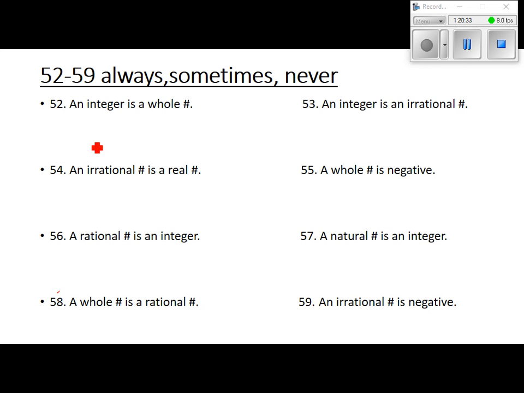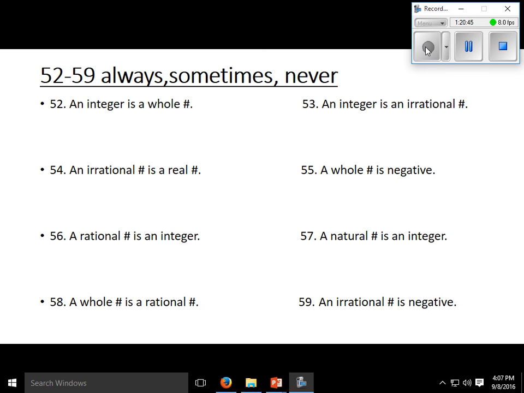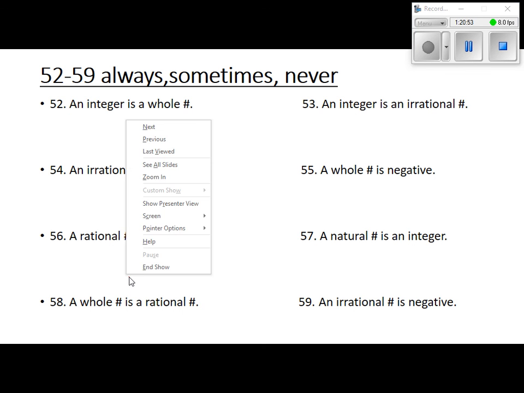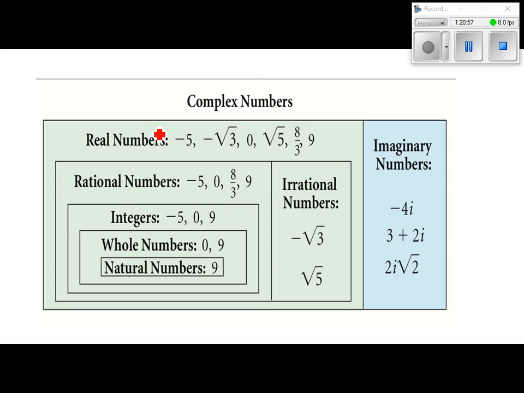Problems 52 through 59, always, sometimes, and never. On this, you've got to remember all your little things, if you're dealing with integers, whole numbers, irrational numbers, rational numbers, all those different kinds of numbers. You might want to copy this down at some point if you don't remember all this. This is sort of a Venn diagram of all your numbers.